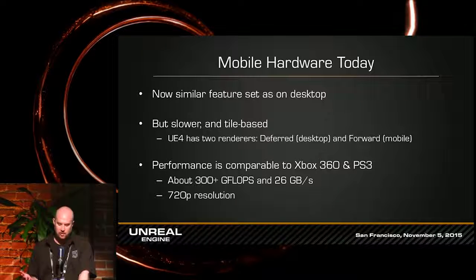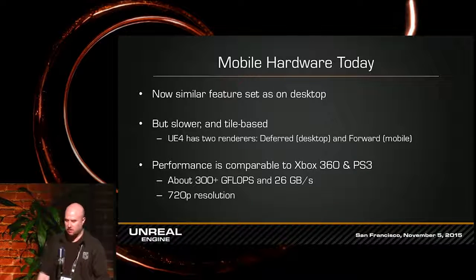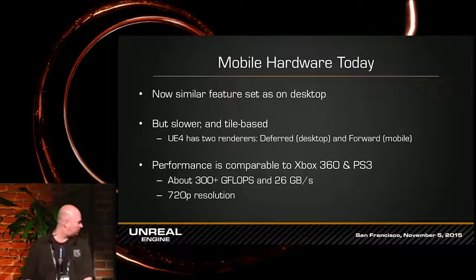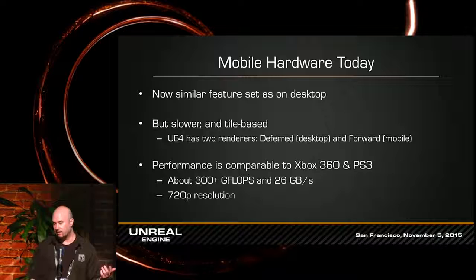So even if we're saying it's slower on mobile, today's mobile devices are as fast as the previous gen consoles were, like the Xbox 360 and the PlayStation 3. We're talking about 300 gigaflops. But remember, those consoles were running at around 720p resolution on a big TV. Today's mobile phones have much, much higher resolution, kind of ridiculously high resolution. But keep that in mind, the 720p.